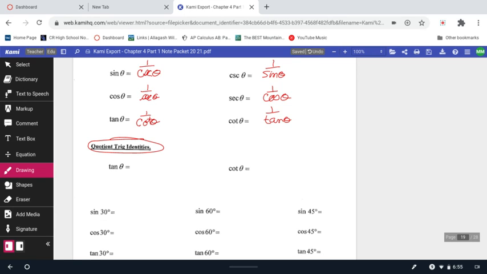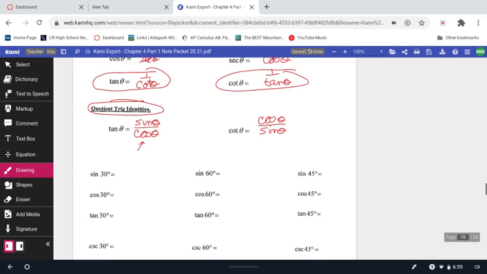So tangent has a whole bunch. Right now it's opposite over adjacent. It's also 1 over cotangent, but it's also the sine of an angle over the cosine of the angle. So sine over cosine is equivalent to tangent. And again, I'll show you, down here, why that happens. Cotangent, well, since cotangent's the reciprocal of tangent, then it's also the reciprocal of this identity over here. So it's going to be cosine theta over sine theta.